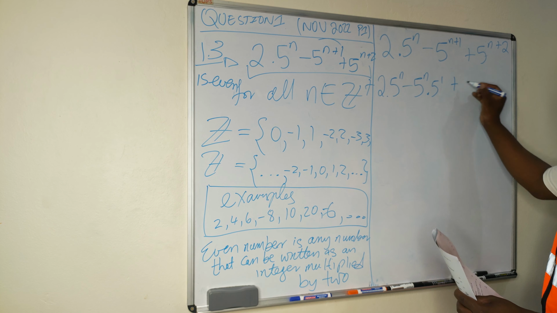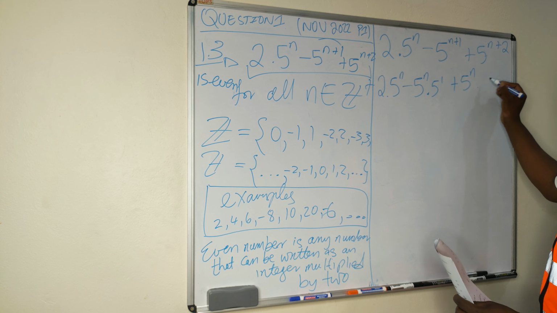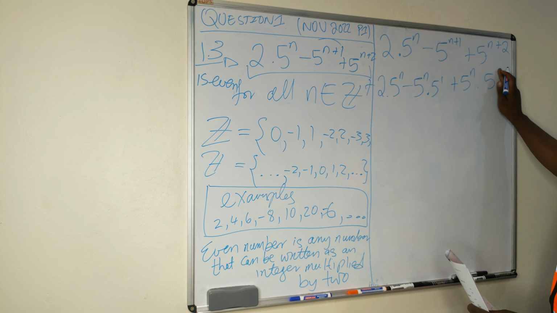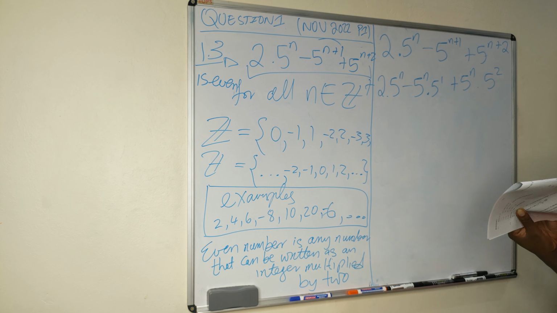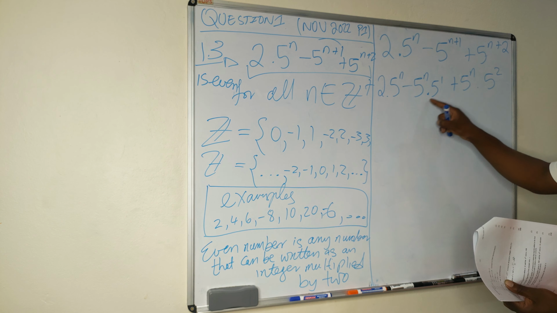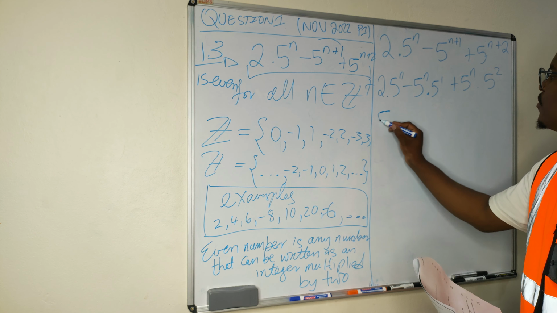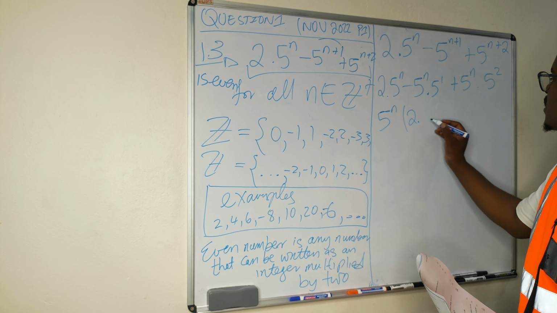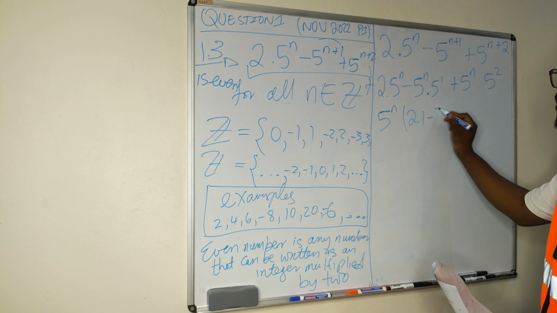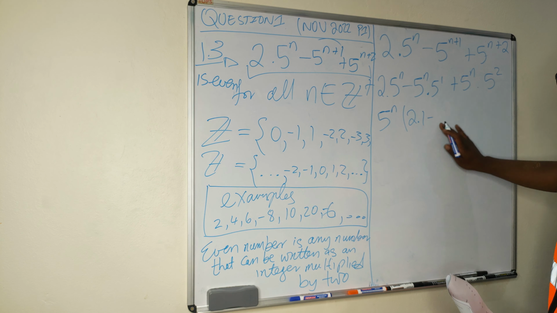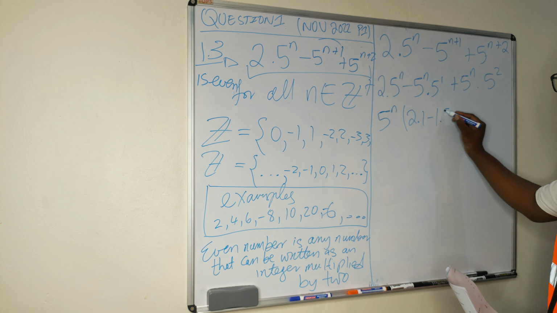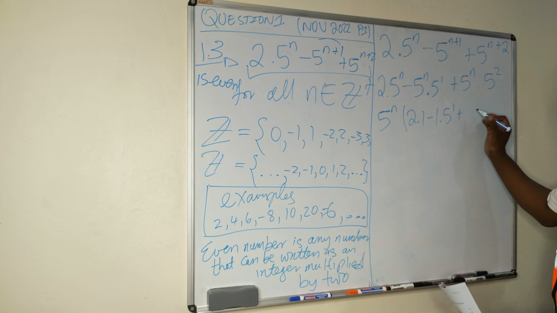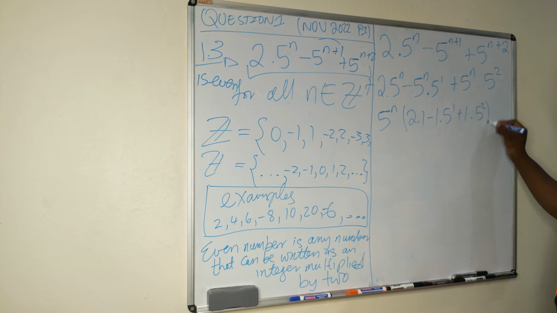And you can say the same thing about this one. This was 5 raised n times 5 raised 2, right? So when you're here, you can take out our common factor, which is 5 raised n. So here we're left with 2 times 1, minus 1 times 5 raised 1, plus 1, because this has been taken as a common factor, times 5 raised 2.